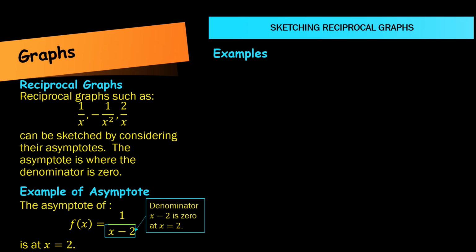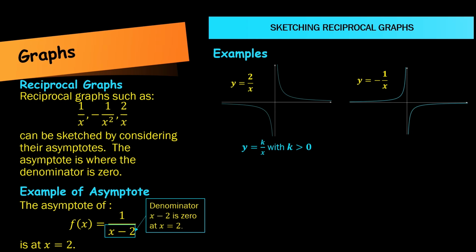Let's take a look at some more examples. We have sketched here y equals 2 over x. The function y equals k over x with k greater than 0 has a similar shape. And here we have y equals minus 1 over x, and the function y equals k over x with k less than 0 has a similar shape also.